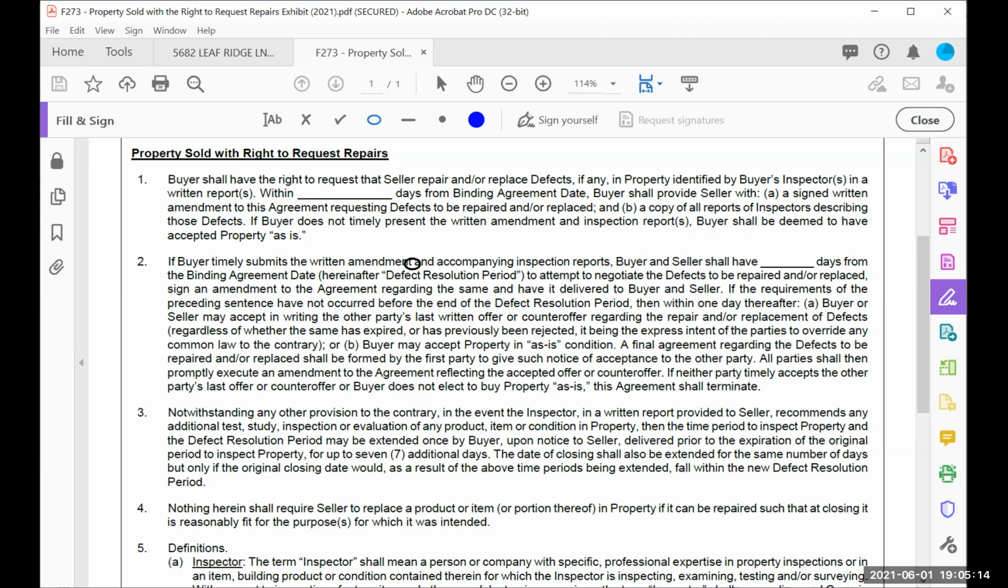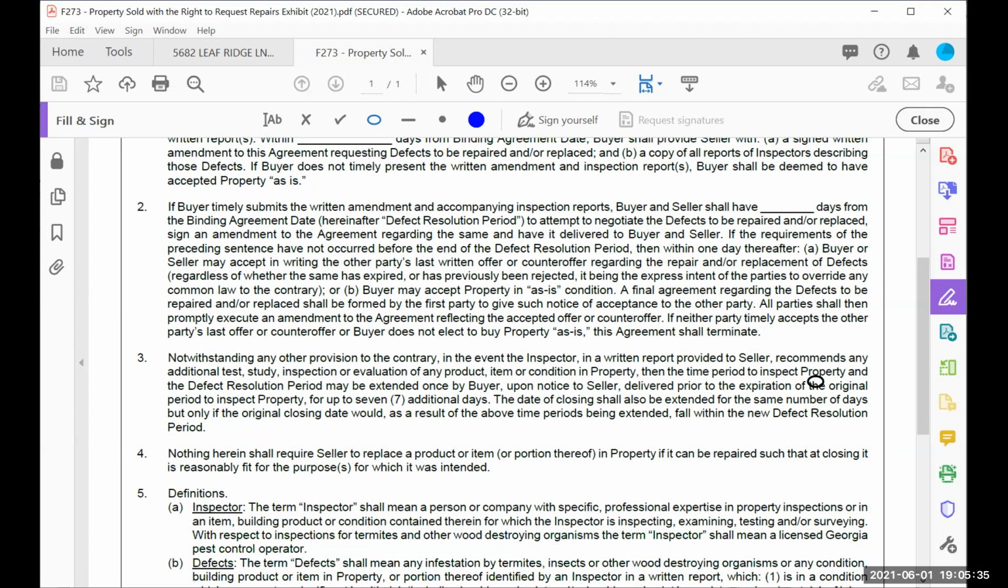Now, once you've presented the report within the 5 days, then another clock starts, another timeline, and that's the defect resolution period. I would make this 8 days. So 8 days from binding, that is the time period that the buyer and the seller have to resolve those defects. You guys go back and forth about the repairs. You reach an agreement. If neither party timely accepts the other party's last offer or counteroffer, or buyer does not elect to buy property as is, this agreement shall terminate.